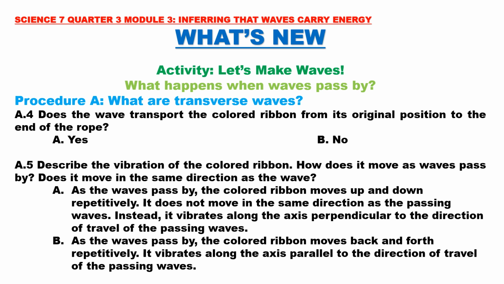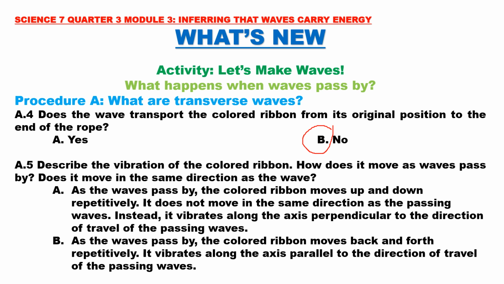So, ang tanong, yung colored ribbon daw ba, noong minove natin yung ating wave ng up and down, na transfer from original position to the end of the rope, nalipat ba ng pwesto yung ribbon sa tingin nyo? So, ang sagot natin dito sa A4 ay no. So, remember na yung ating ribbon ay securely glued, nakadikit siya doon sa one part ng rope natin. Nilagyan natin ng adhesive tape. So, the answer is no for A4.